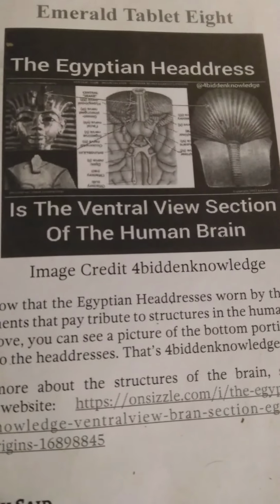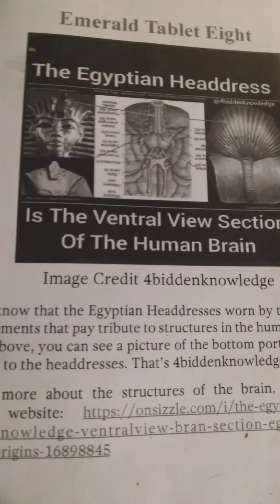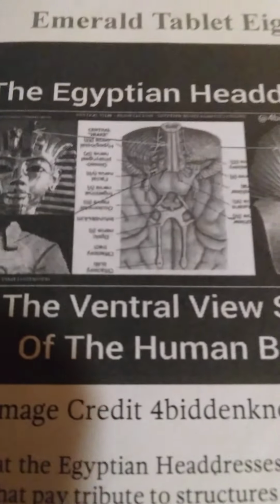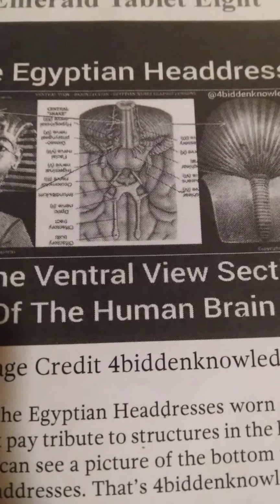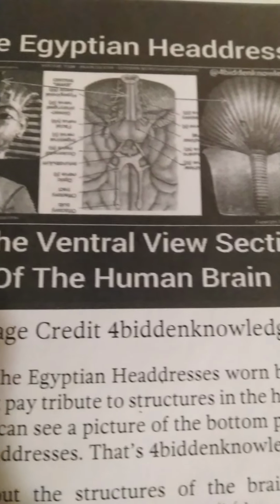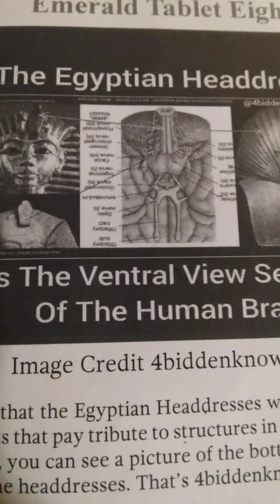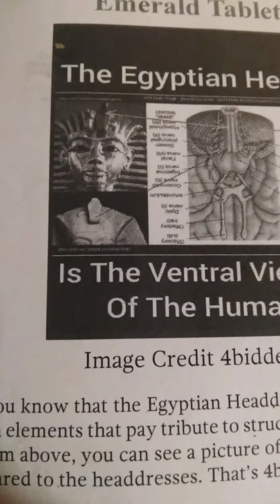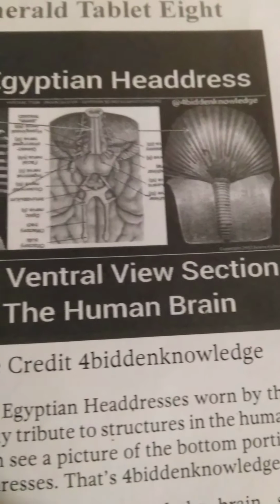Okay, the Egyptian headdress is the virtual view section of the human brain. That's all it is. And we'll zoom in. These are chambers of the brain. The brain releases serotonin. It releases fluids that go down your spinal cord. It has chambers and gates.